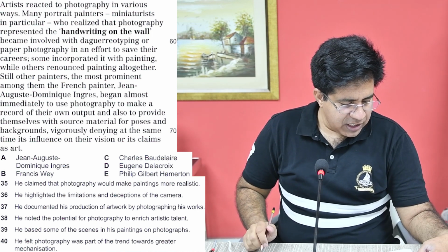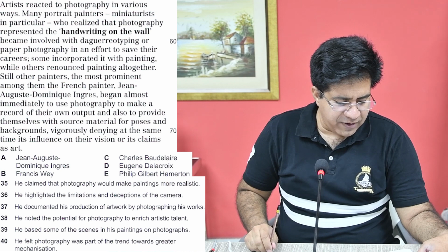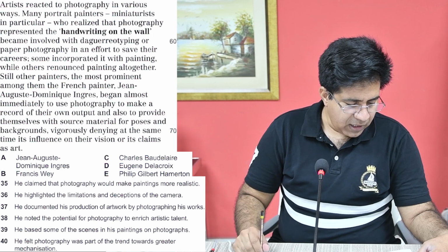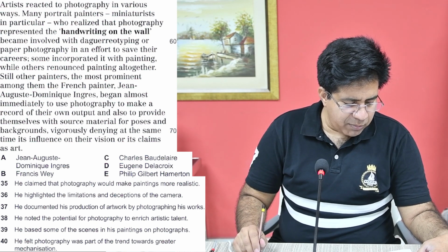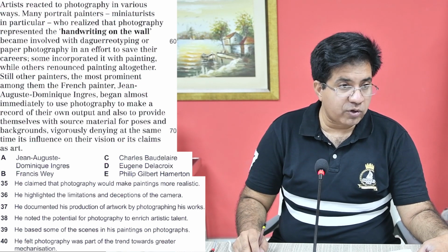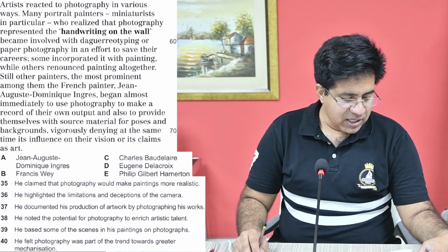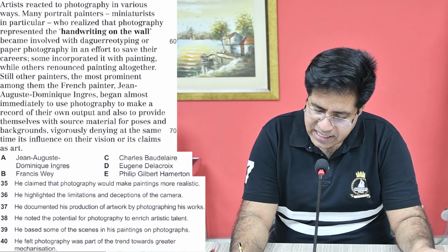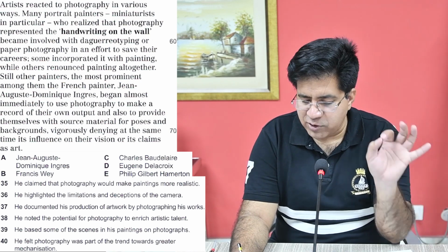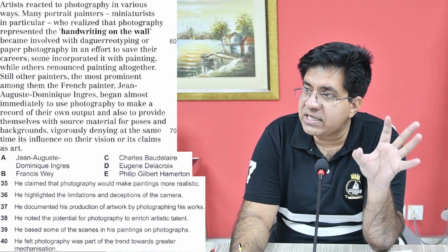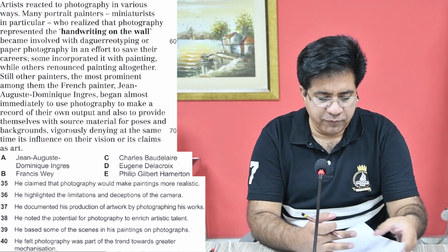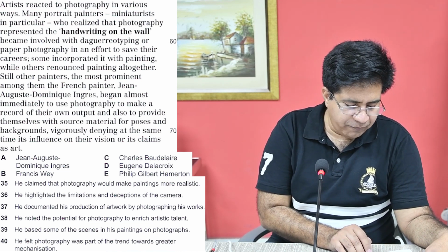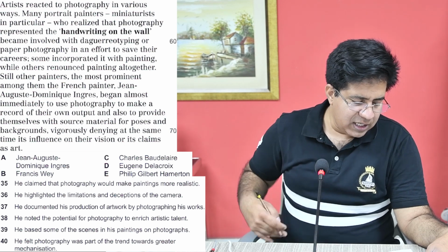Question number 38. He noted the potential for photography to enrich artistic talent. Potential of photography, underline that. 39. He based some of the scenes in his paintings on photographs. Come back. Can you see that? Also provide themselves with source material for poses and backgrounds. Source material for poses and background, that is, he based some of the scenes in his painting on photographs. So 39 answer is A.